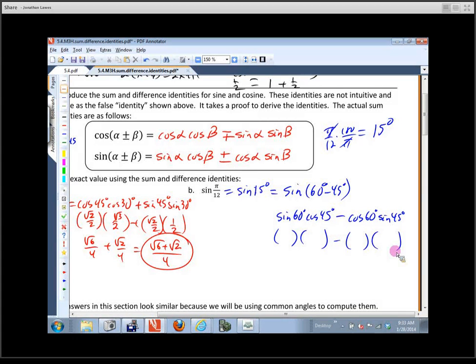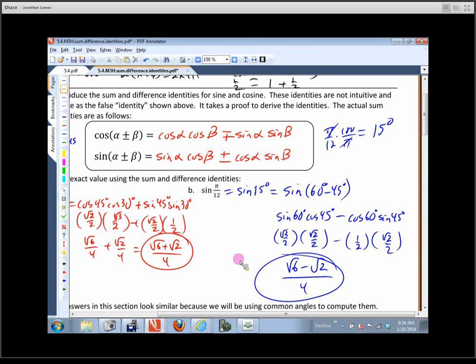And then you just need these four quantities. So this is radical 3 over 2, radical 2 over 2, 1/2, radical 2 over 2, and we end up with radical 6 minus radical 2 over 4. And if you throw that in your calculator and you check it, that will give you the right answer. Now, just a warning. Some people will do a few of these, they'll look in the back of the book and they'll say, I get the same answer every time.